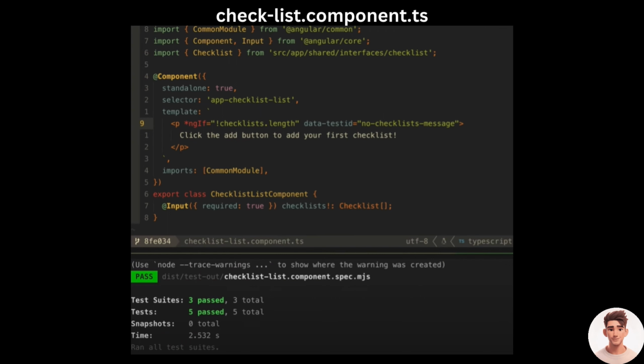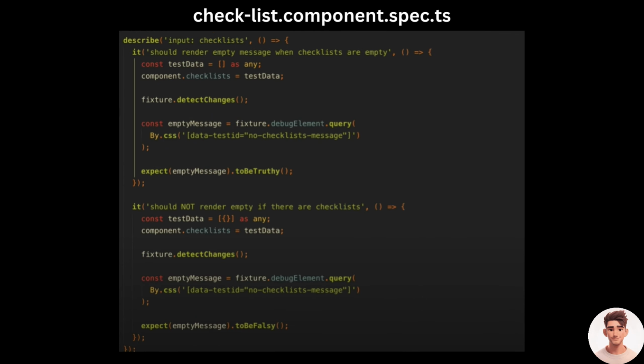So these types of tests are generally always going to look more or less like this. Set some test input, run detect changes, check the sign or the lack of something in the DOM. Okay, so what about an output?